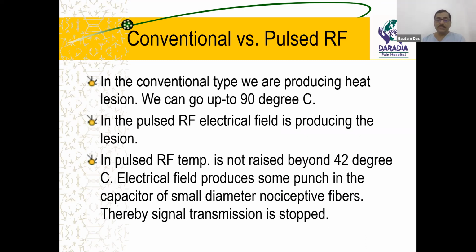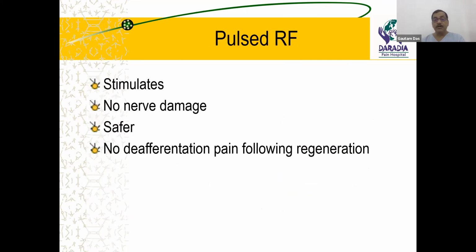Now, conventional versus pulsed. Conventional is giving the better pain relief, higher success, longer pain relief, whereas pulse radio frequency is having a very high failure rate. Conventional radio frequency can be giving 2 to 4 years of pain relief, but pulse radio frequency normally gives something around 4 months to 24 months pain relief. So smaller duration of pain relief, higher failure rate, and the indications are very few.